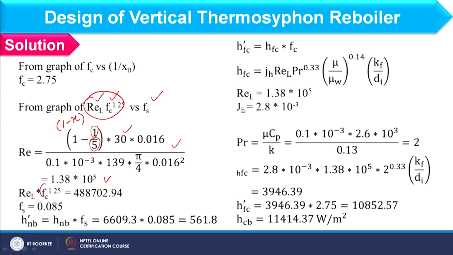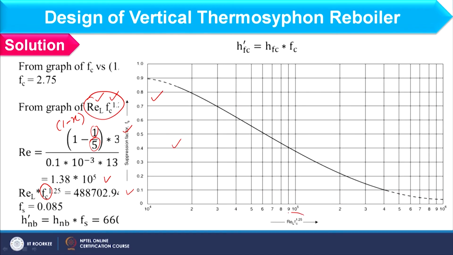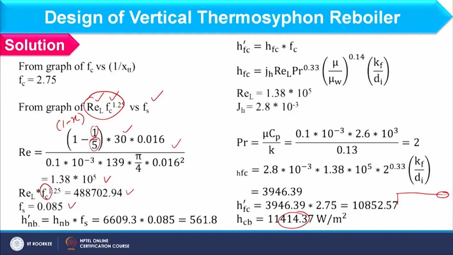That should be multiplied with Fc to the power 1.25 and the total value comes as 4.89 into 10 to the power 5. Now, once I have the value of this expression as 4.9 into 10 to the power 5, somewhere it will lie here, and the value of Fs you can obtain as this value, which will come out as 0.085. Here, when I read the graph, because of the non-linear line you can find that the value is not exactly 0.085, but when you see this in the exact graph you can find the same value by taking the scales, right. So, we can find out the revised value of HNB, which is HNB prime, and the value you can obtain as 561.8, multiplying HNB with Fs, right.